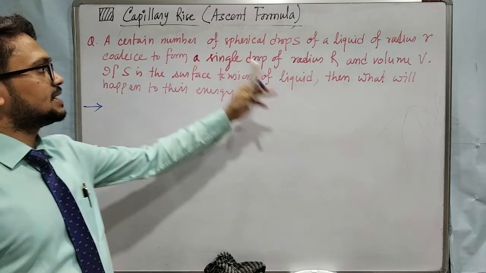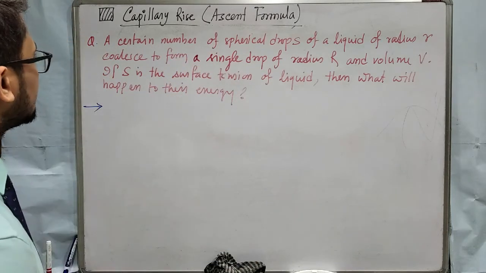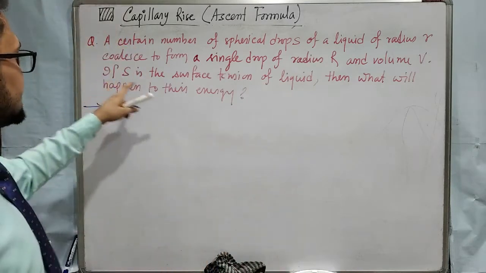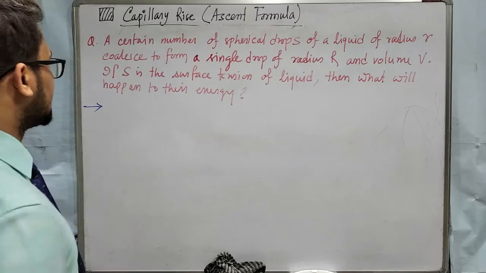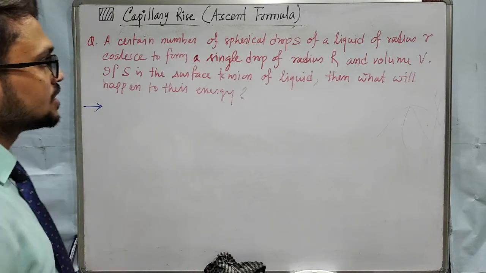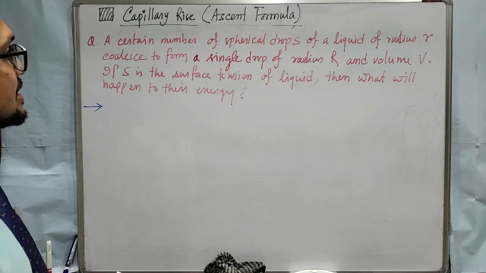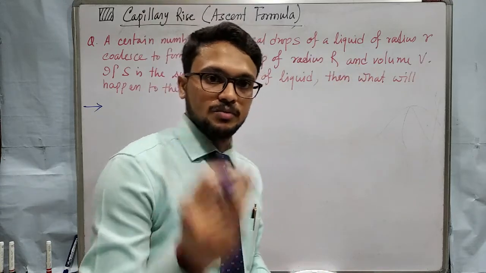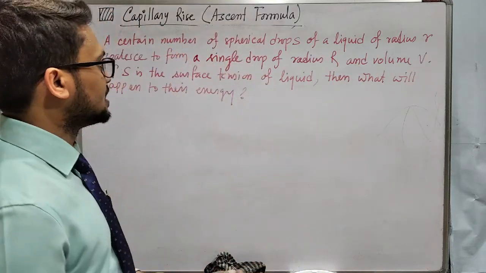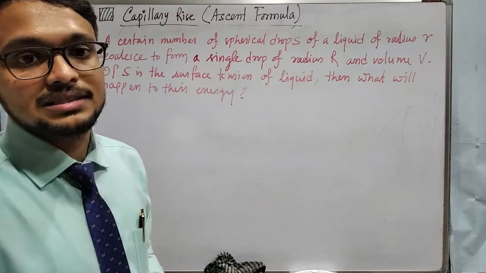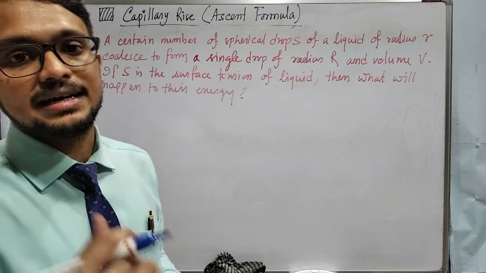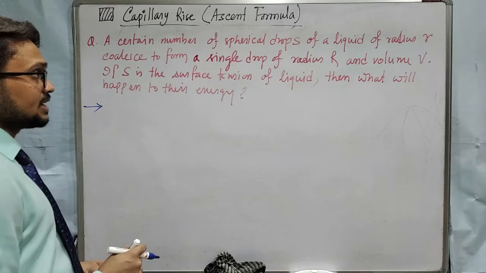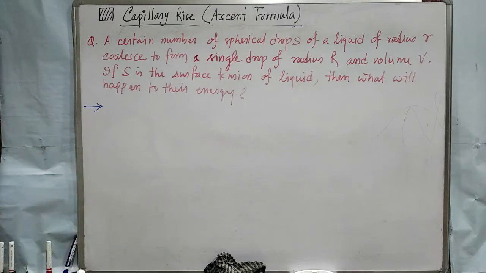A certain number of spherical drops of a liquid of radius small r coalesce to form a single drop of radius capital R and volume V. If S is the surface tension of the liquid, then what will happen to their energy? First of all, when a certain number of liquid drops of smaller radius coalesce to form a larger drop, their surface area decreases, but volume will remain the same.